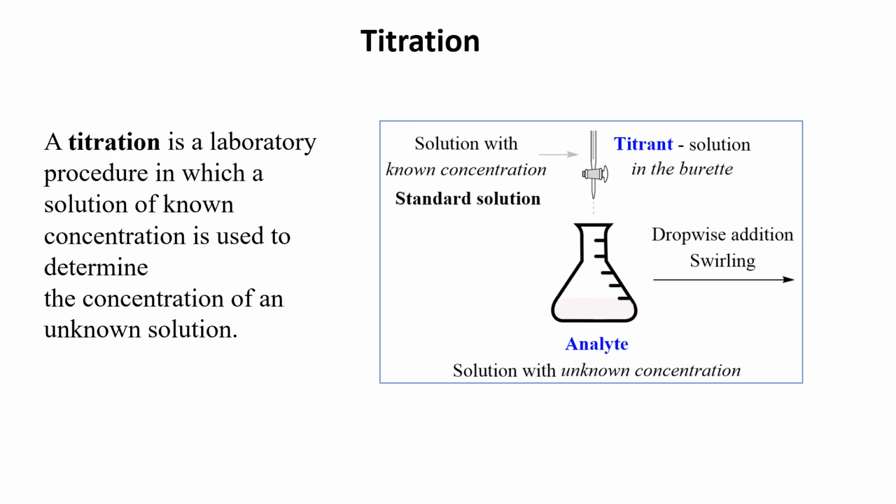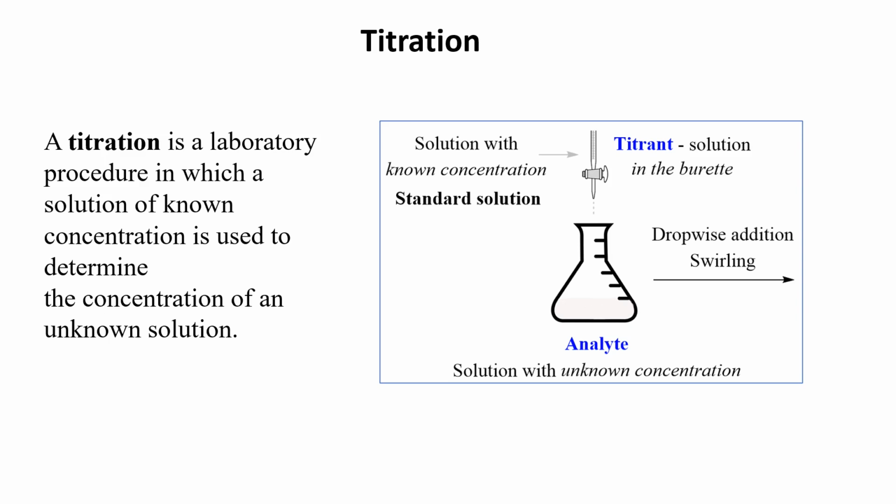Now here, this is the setup we use for a titration. We take a conical flask and a burette. In the conical flask, we take the analyte. Analyte is the one for which we don't know the concentration, and in the burette we take the titrant. Titrant is the one for which we know the concentration, and we start adding it dropwise.